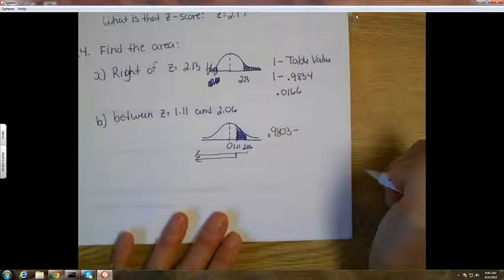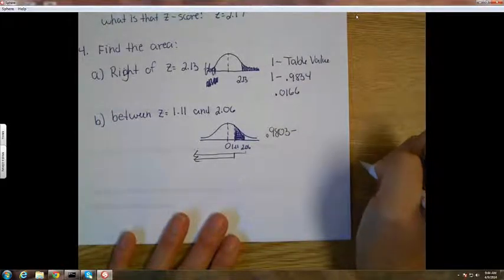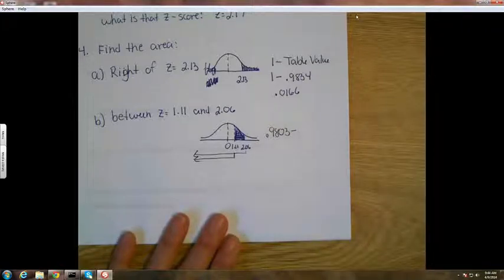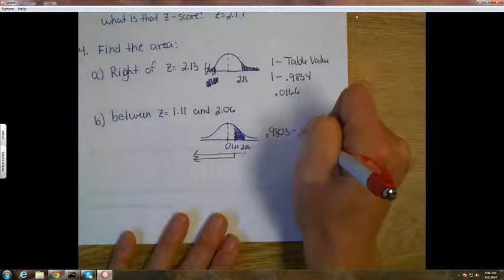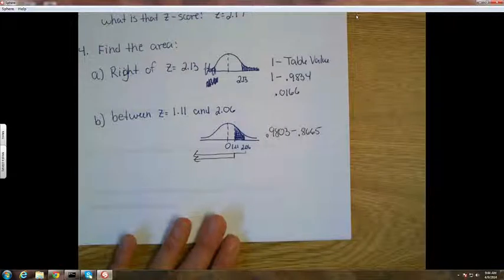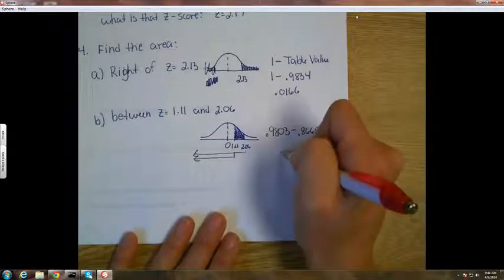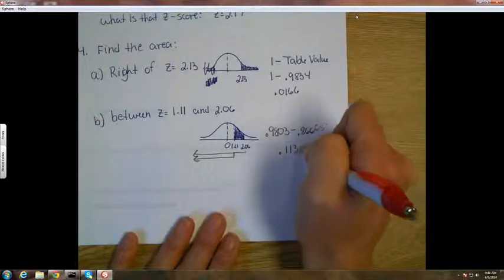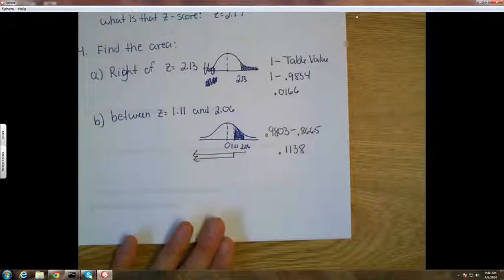Subtract the 1.11. So what, you on the positive side? I got 0.8665. Did you, what were we looking at? Oh, she looked up 0.11. That's what you looked up. 0.11 you looked up. Okay, and what is this when you subtract? 0.1138.